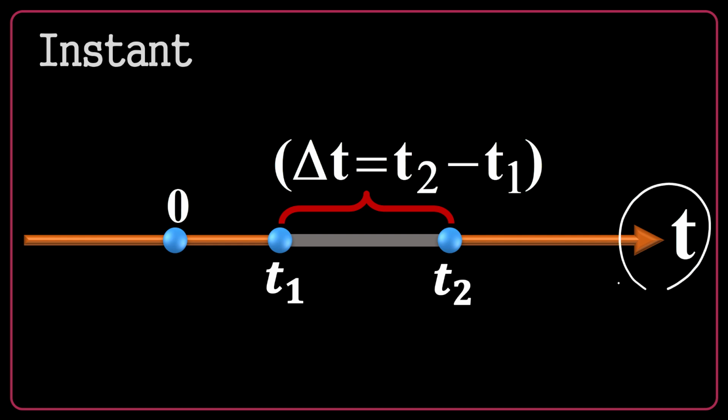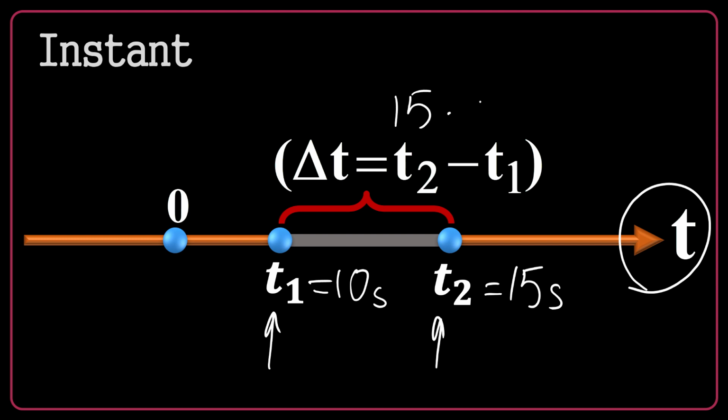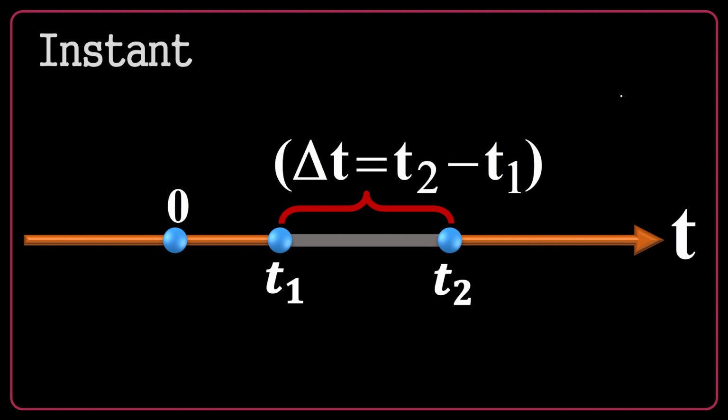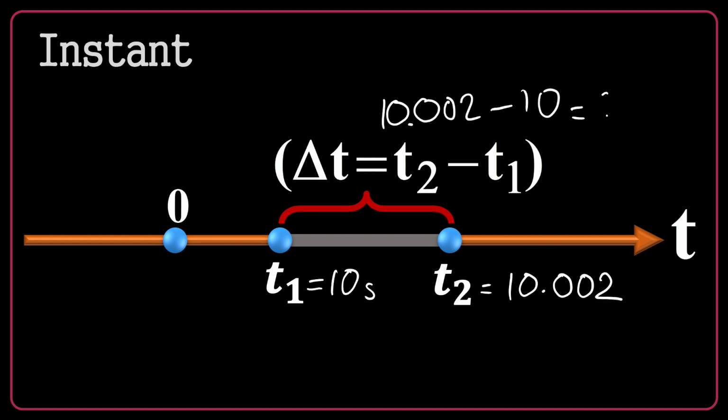Suppose that this is a time axis and then an event started from t1 and ended at t2. Let's say t1 is 10 seconds and t2 is 15 seconds. Basically, we expect the delta t, the duration of that, to be 15 minus 10, which is 5 seconds. That's all. Now let's consider a very short time interval in which t1 is 10 seconds, but t2 is 10.002. Here the delta t is going to be 10.002 minus 10, which is 0.002 seconds. You see the time interval is getting much smaller.